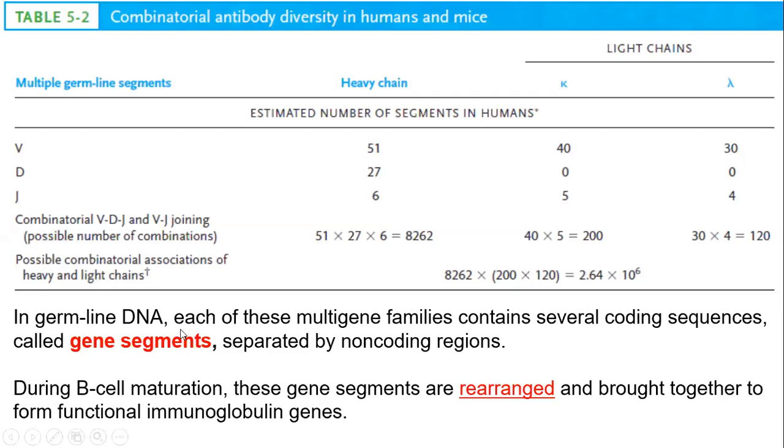In germline DNA, each of these multi-gene families contains several coding sequences called gene segments, V, D and J, separated by non-coding regions. We will see the structure in the next slide. During B cell maturation, these gene segments undergo recombination or rearrangement and bring about a particular combination, and a particular immunoglobulin is constituted from a combination of this VDJ or VJ.